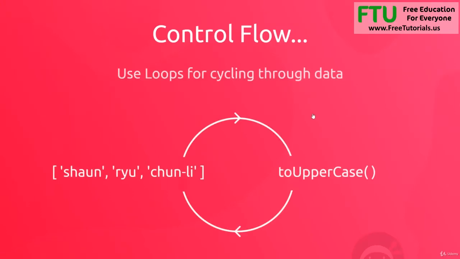For example, if we have an array of data, for example, this array of names right here, that we want to maybe cycle through and perform some code on each element inside that array, then we would use what's known as a loop. A loop is a type of control flow in JavaScript, okay?